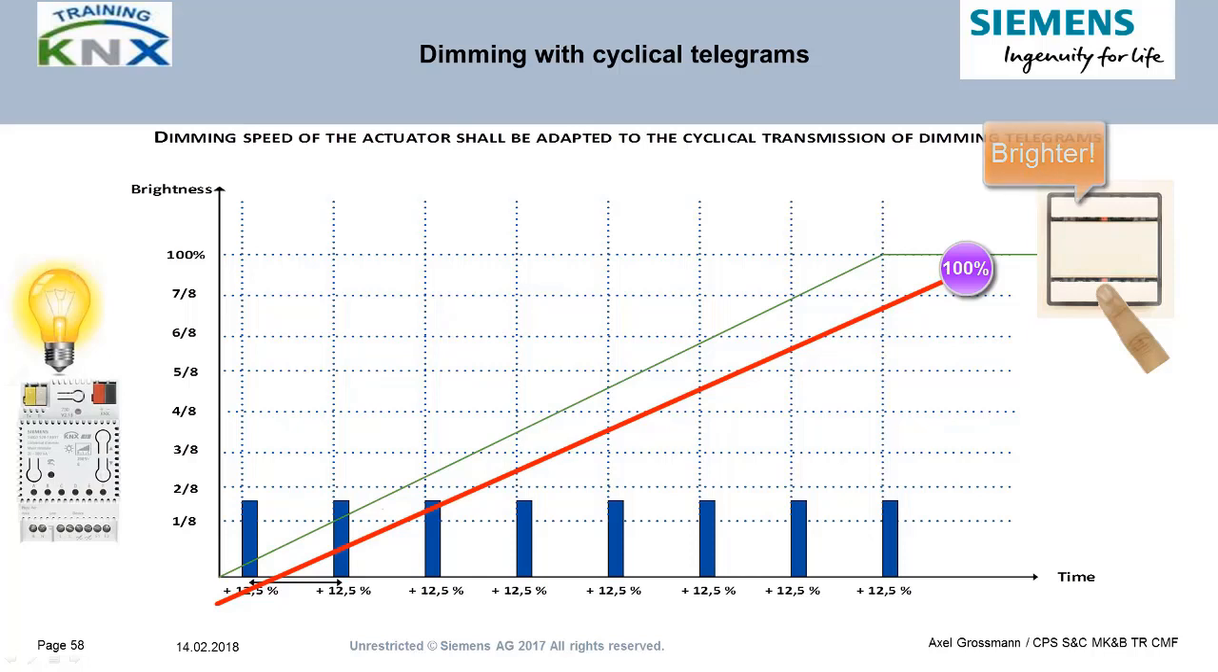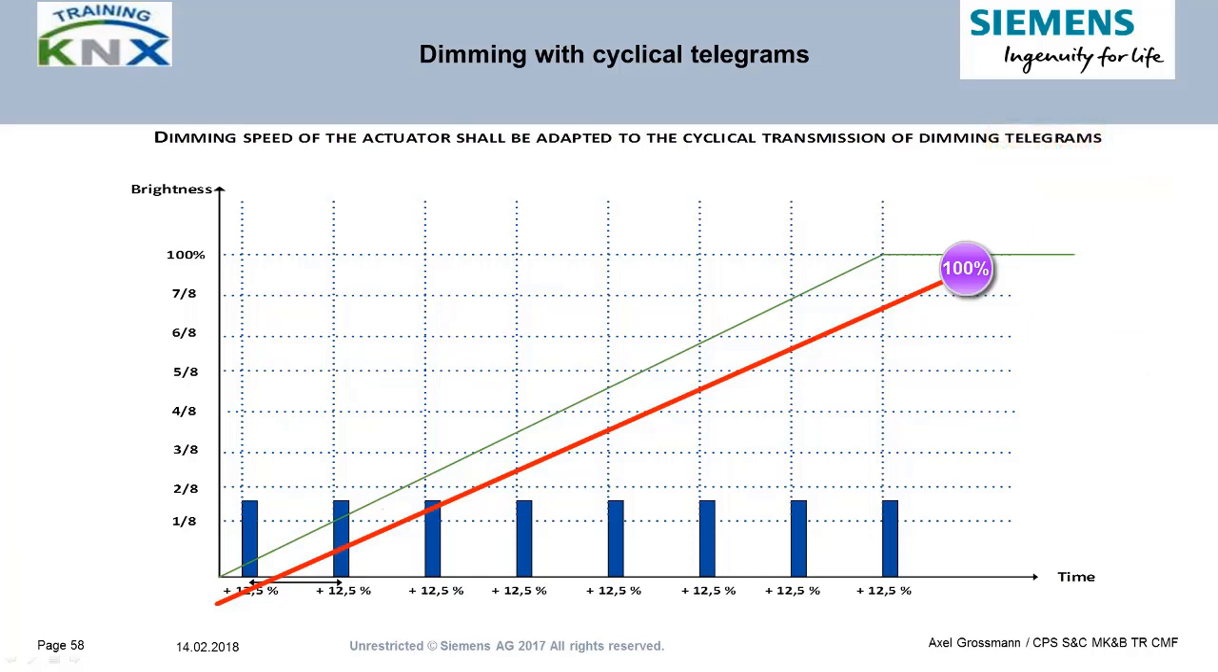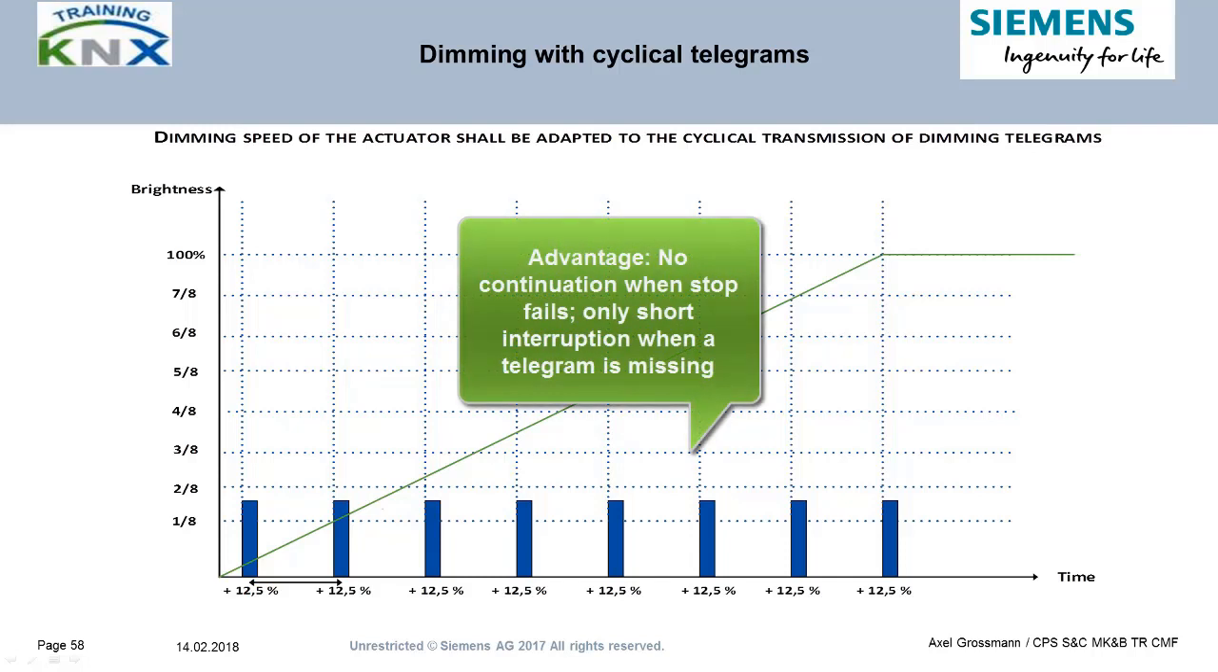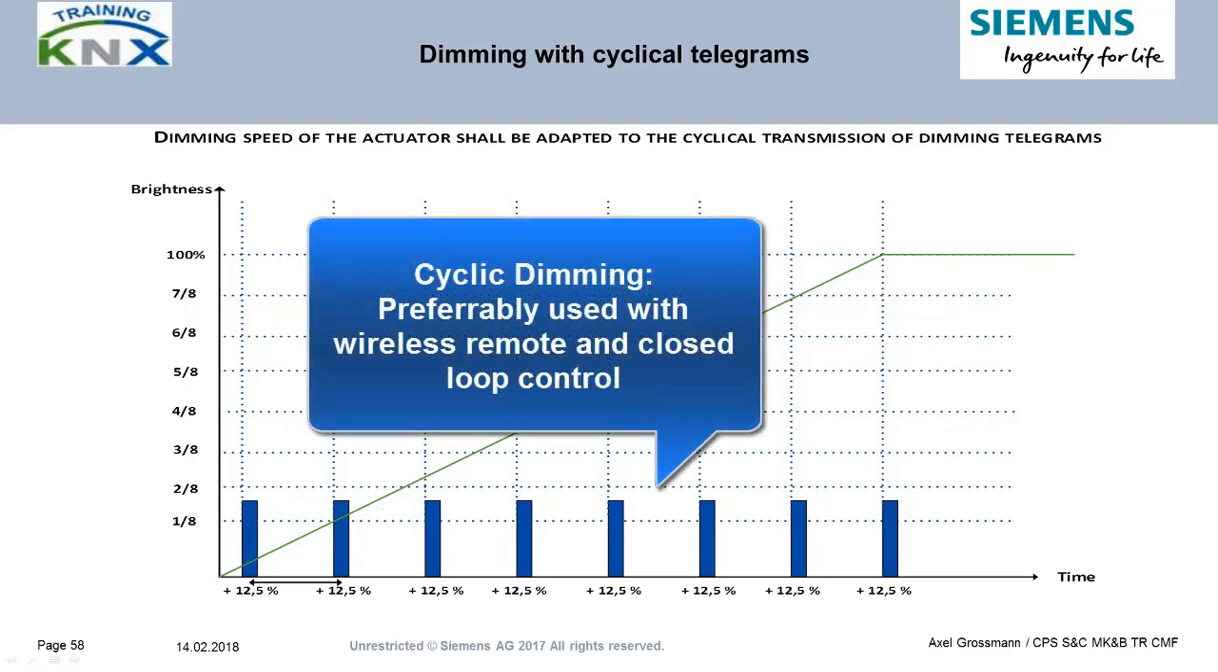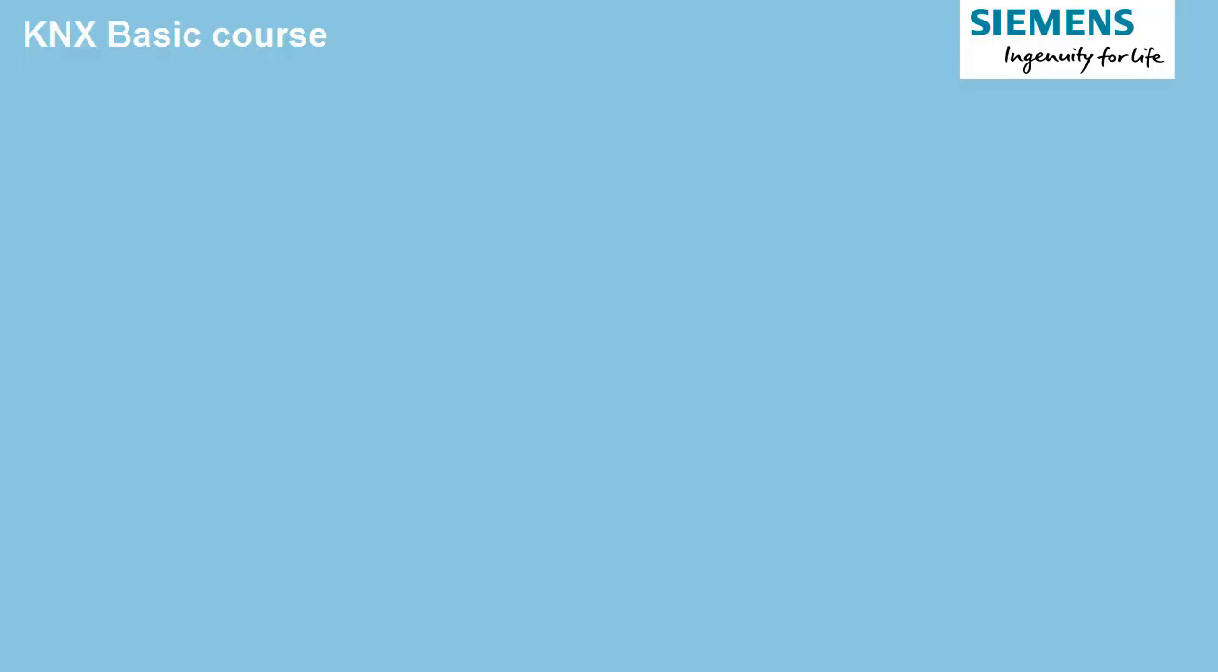But this method also has an advantage. Missing telegrams, for example, caused by interference or bus telegram overload, only result in a little longer dimming time. But if you use start-stop dimming, then a missing telegram either leads to no function at all, if it is the first one, or makes the dimmer go up or down to the limit. This can occur with wireless data transmission. Therefore, wireless remote controls and also constant light controllers prefer this method of dimming.